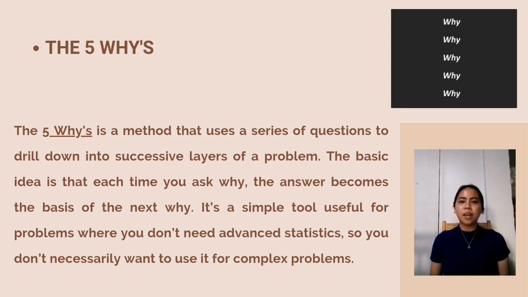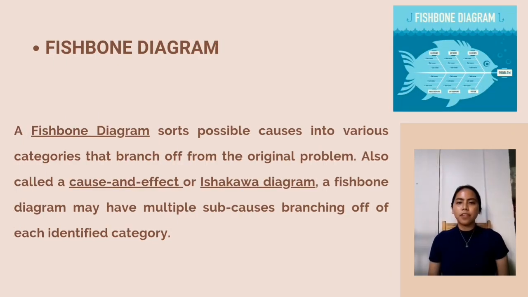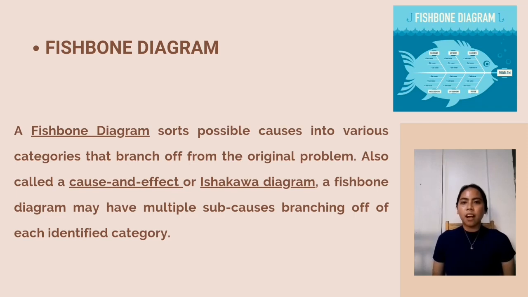Fishbone diagram. A fishbone diagram sorts possible causes into various categories that branch off from the original problem, also called a cause and effect or Ishikawa diagram. A fishbone diagram may have multiple sub-causes branching off of each identified category.